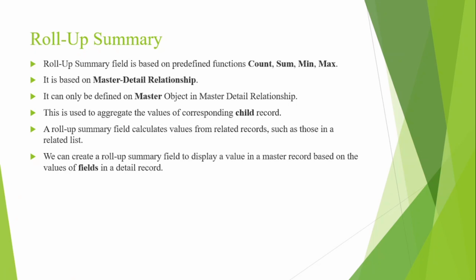This is used to aggregate the values of corresponding child records. A roll-up summary field calculates values from related records, such as those in a related list. We can create a roll-up summary field to display a value in a master record based on the values of fields in a detail record. So a master record having some relationship with child records, and if I want to know the details or calculation of child records, we can get to know.